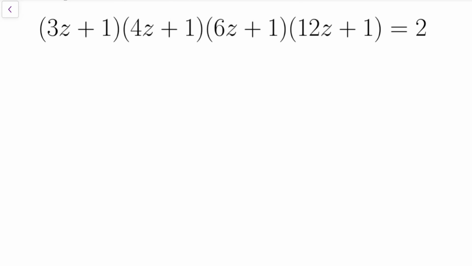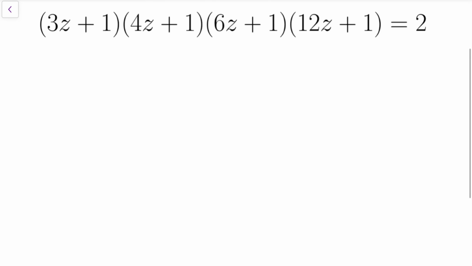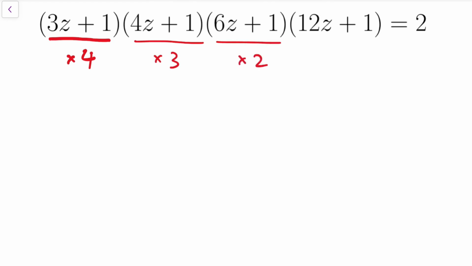This might just seem like an ordinary quartic equation, but I'm going to share with you a slightly faster way to handle it. My method is to multiply both sides by 4 on this term, and then multiply by 3 on this term, multiply by 2 on this term, and keeping 12z + 1 the same. So then for the right side, I have to multiply by 2 times 3 times 4 as well, and that's 24.